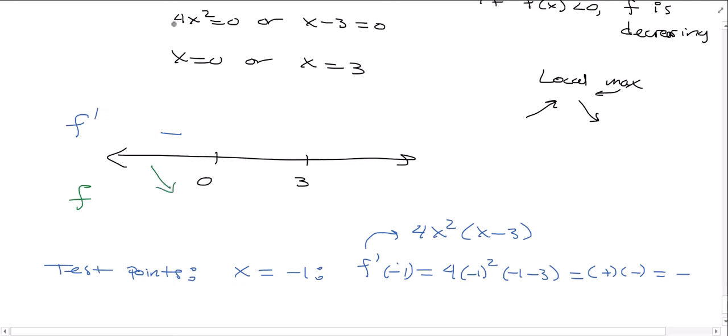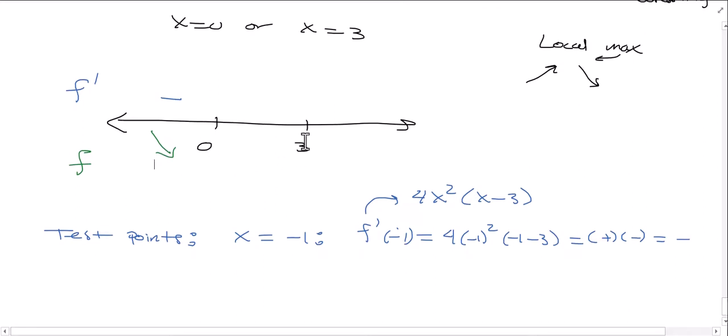Now let's pick another test point, something between 0 and 3. Let's say x equals 2. You could pick 1 also. So f prime of 2, and again, we don't care too much about the value, but the sign. If it's positive, the function is increasing. If it's negative, the function is decreasing. When I plug in 2, 4 times 2 squared is positive, and 2 minus 3 is negative. So positive times a negative is negative. My derivative here continues to be negative, so the function continues to decrease.